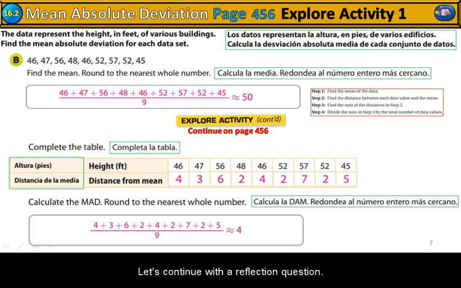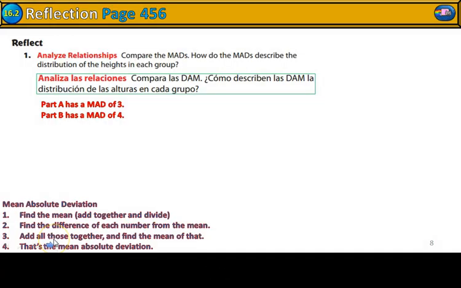Let's continue with the reflection question on page 456. Analyzing relationships, comparing the mean absolute deviations. How do the mean absolute deviations describe the distribution of the heights in each group? In this case, part A had a mean absolute deviation of 3, and part B has a mean absolute deviation of 4. Let's think about this in another context.